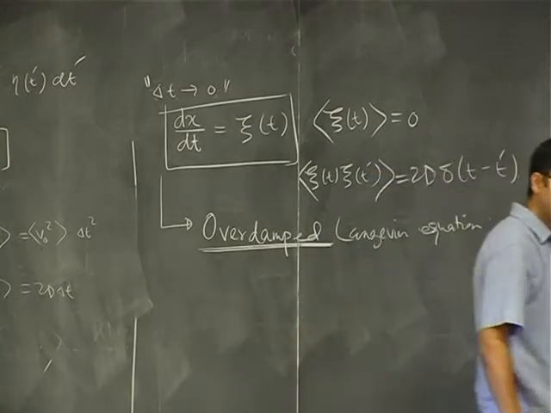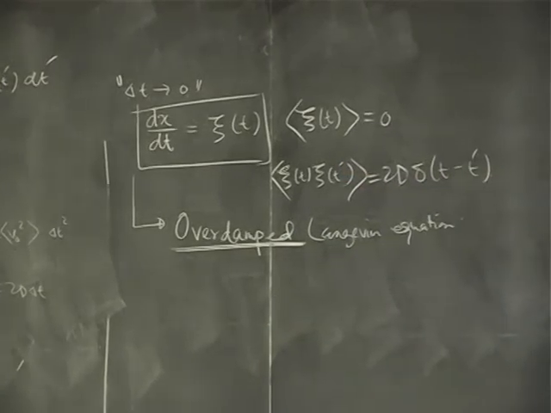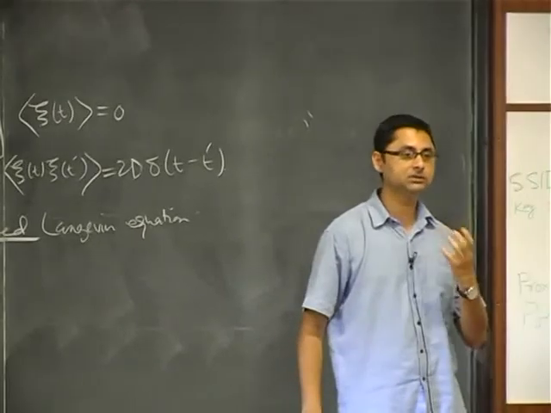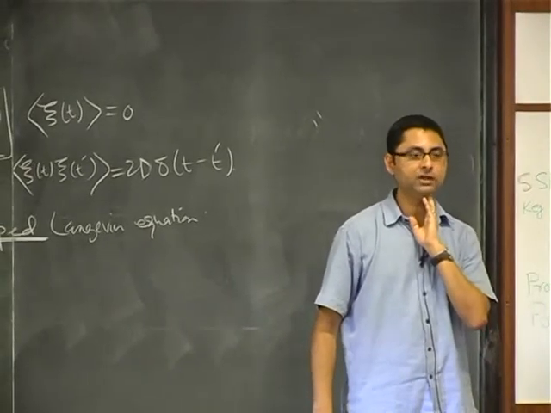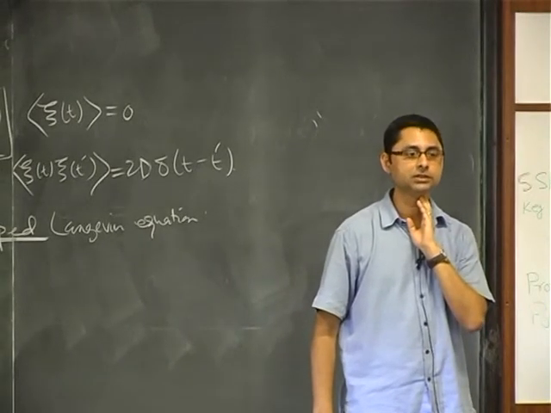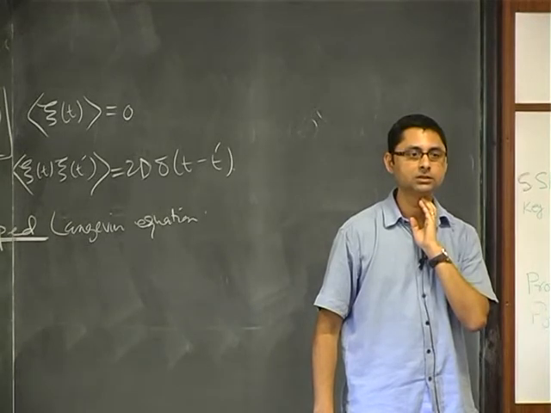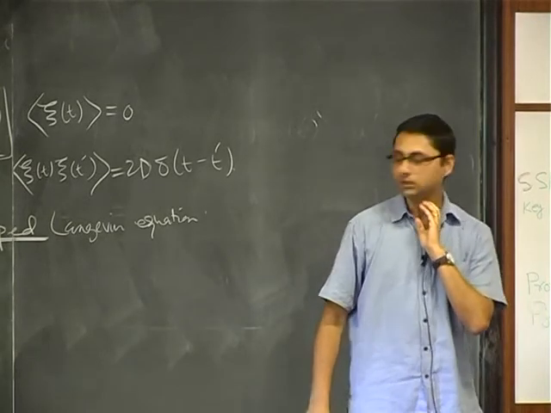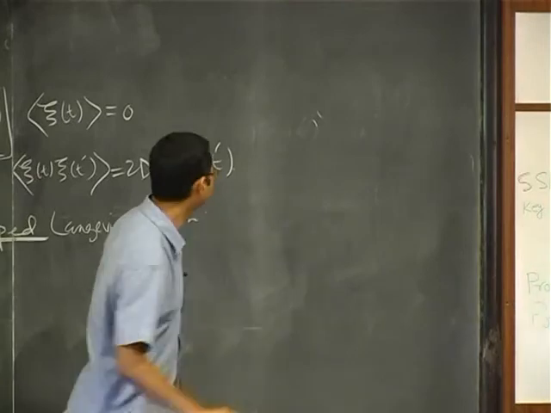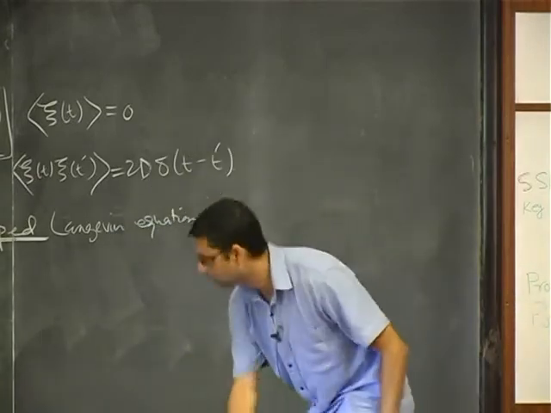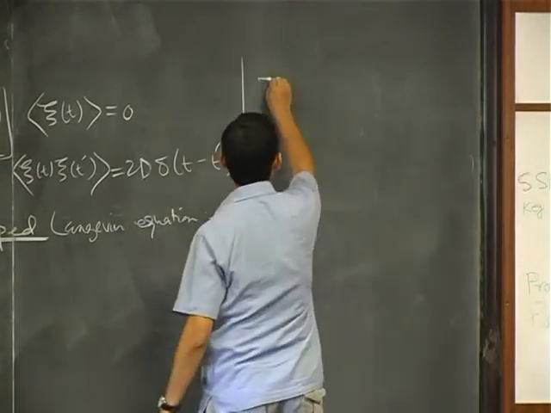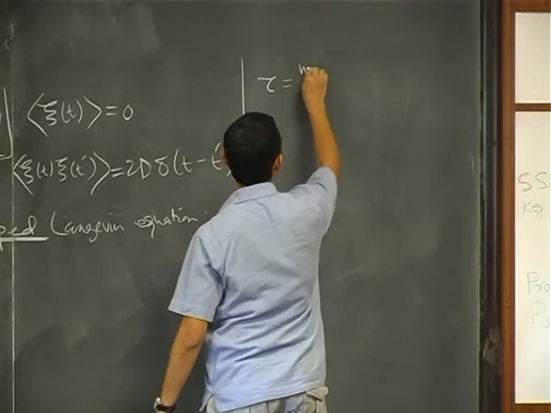See, it is not impossible to measure things nowadays. So this is what I am going to do. What is this tau? How much is tau? What will be the value of tau? Any guess? You can actually compute tau. Let me just give you a homework problem. What is tau? It is equal to m by gamma.